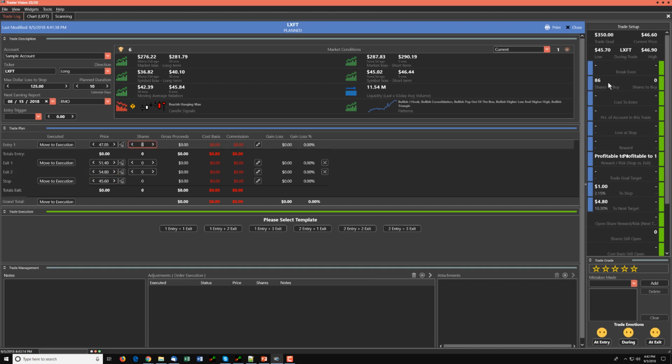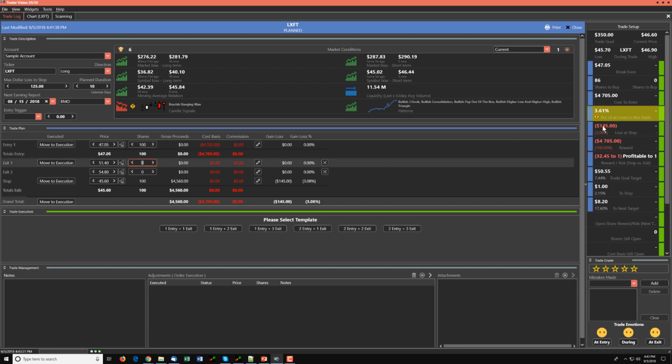It says we can do 86 shares. Again, I'm going to do 100 just to make the math easy on myself. That's maybe too big of a position. For this account, it's 3.6%. I'd probably accept it. It is $145 of risk. That's acceptable. If I sold 50 shares at that first target, I would get 3 to 1, making 9.25%.